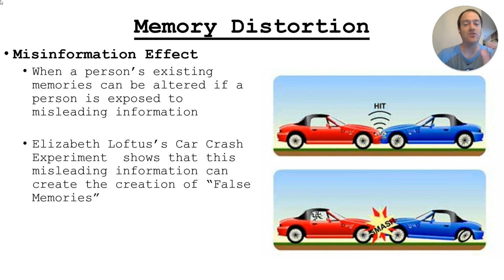Just that use of the word smash versus hit, smash being a little more aggressive, made them actually have a false memory. All of them answered, oh yeah, it was going this fast, and it was higher, maybe not always, but the vast majority of the time, than the group who was asked how fast they were going when they hit one another. Just that one term. And that's what we call the misinformation effect.